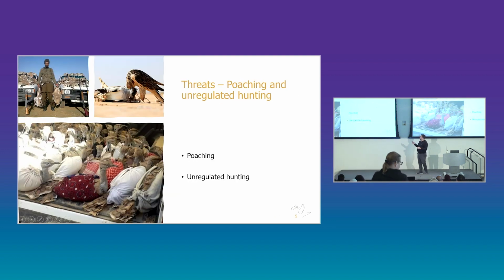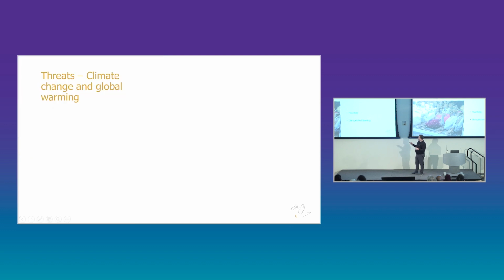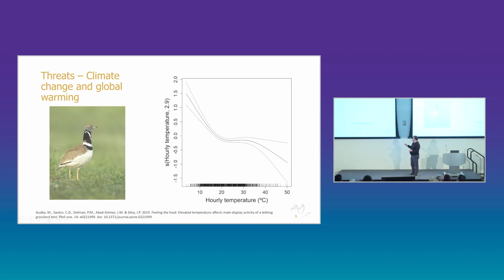Another threat that you might be aware of is poaching and unregulated hunting. There's hunting mainly in the Gulf, by people from the Gulf using falconry, but there are also people in Asia hunting Houbara with guns and even machine guns. And to go back to the topic of today, there are potential threats from global warming.